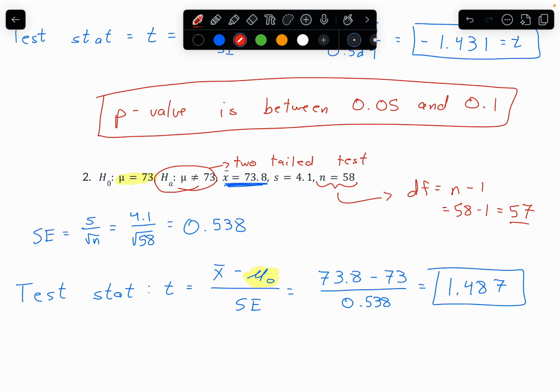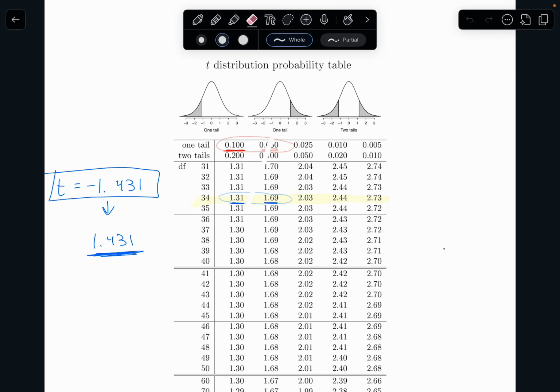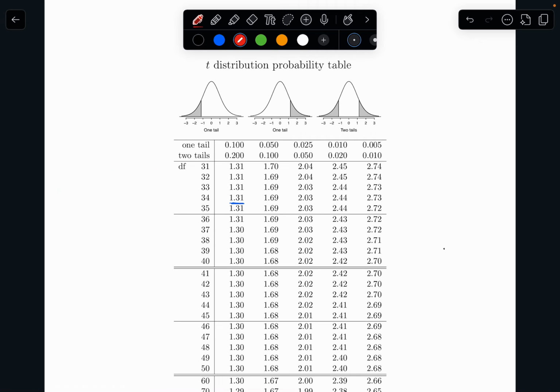So at this point, I have everything I need. I kind of need all three pieces of information. I have to know what kind of test we're doing, I have to know the test statistic, and I have to know the degrees of freedom if I'm going to go and calculate my p-value. So let's hop over to our t-table at this point. And let's erase what we have right here just so we can start fresh. So we had said degrees of freedom was 57. Our test statistic was t equals 1.487, and this is a two-tailed test.